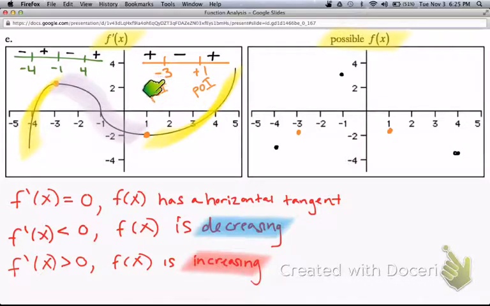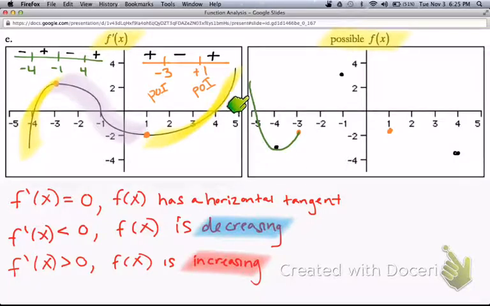Everything to the left of 3 should be positive on the second derivative, which means it's concave up. So let me do this in green. Everything to the left of 3 should be concave up. Hopefully you guys can agree with me that that's concave up and that it goes through the points that we said that it would go through.